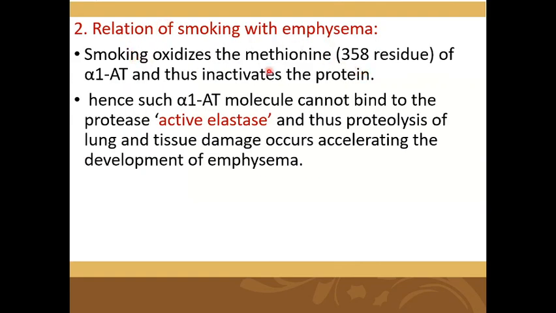Relation with smoking. Just now I have told you that the methionine which is present at the 358 position is involved in the binding of the alpha-1 antitrypsin with the elastase. Now, smoking destroys this methionine. So the complex of alpha-1 antitrypsin and elastase is not formed, right? And the elastase remains active and thus proteolysis of the lung takes place and tissue damage occurs, accelerating the development of emphysema.